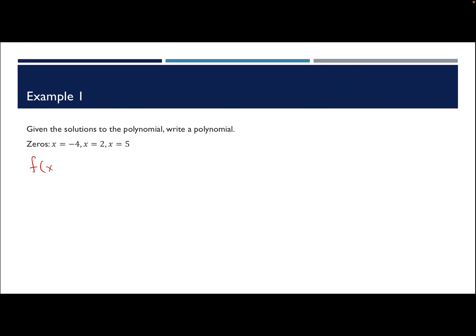So we're going to have f of x equals, and now we're just writing the polynomial as factors. And so that's going to be x minus negative 4 times x minus 2 times x minus 5. And of course, that simplifies to be x plus 4 times x minus 2 times x minus 5.